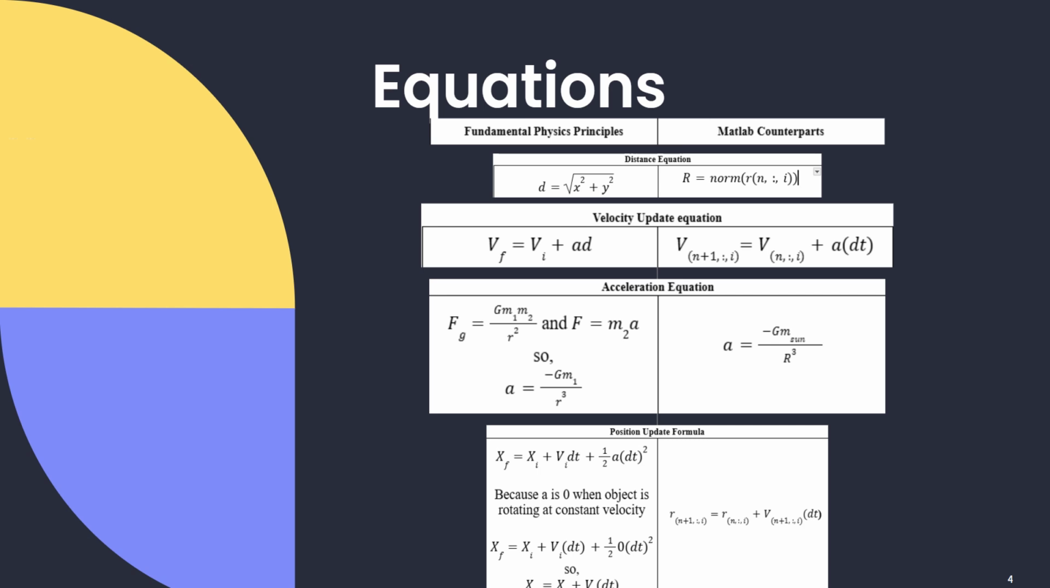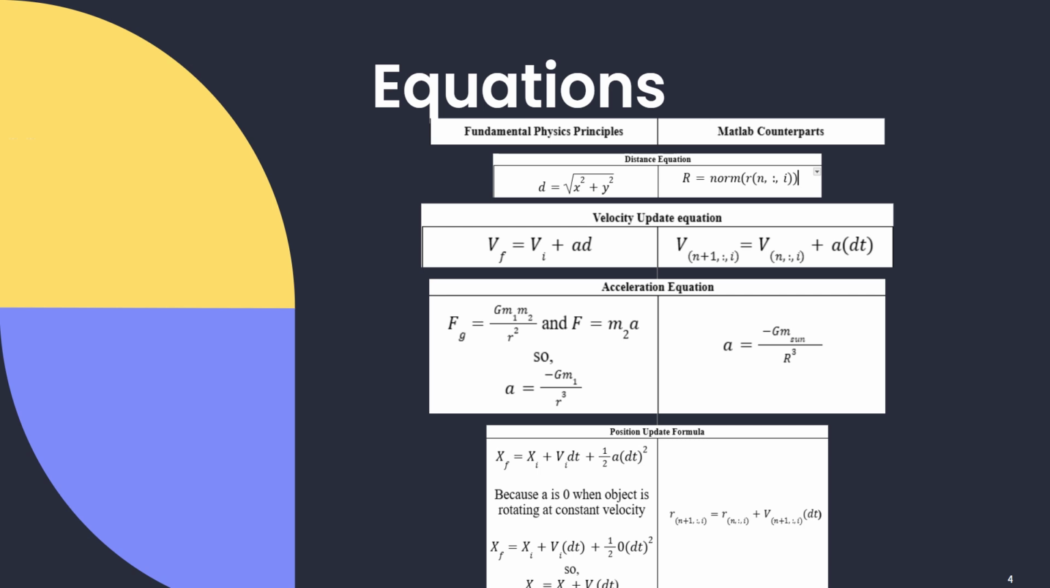What we do next is use the velocity update formula to find the final velocity of the planet in that time interval of 1 day. In the MATLAB version, we must use a vector. What's next is the solution for the acceleration equation, and we did this by using Newton's second law and the force of gravity equation. This left us with the equation we have here on the right, which is the same as the equation we use in physics.